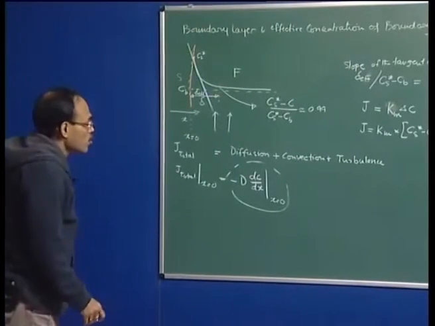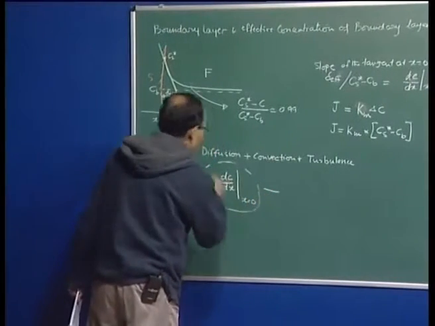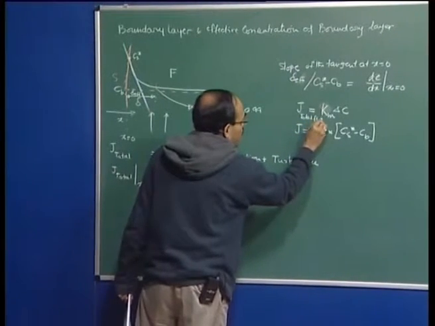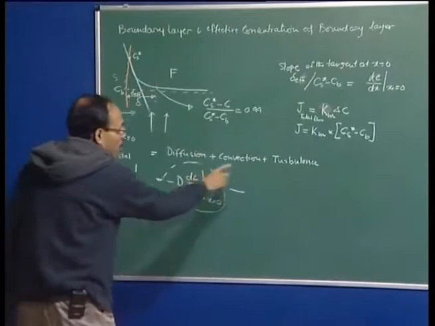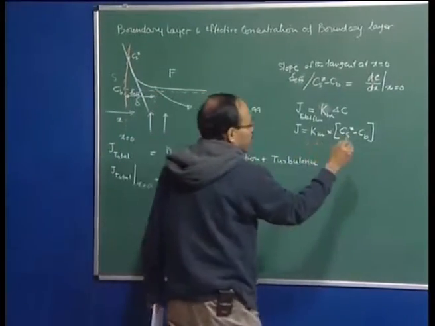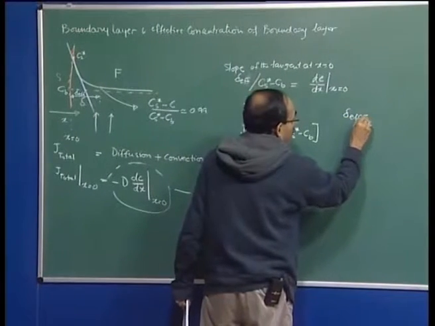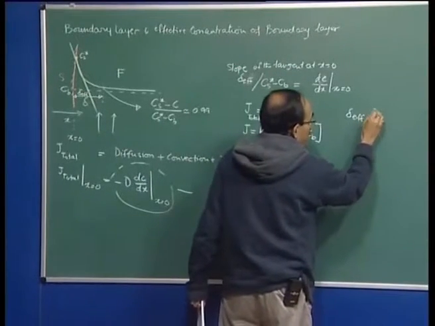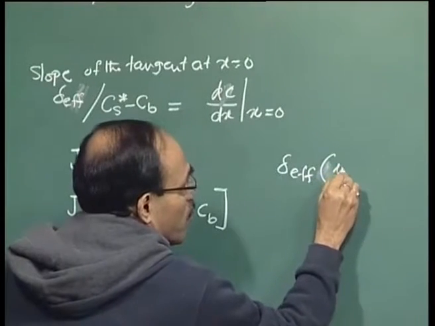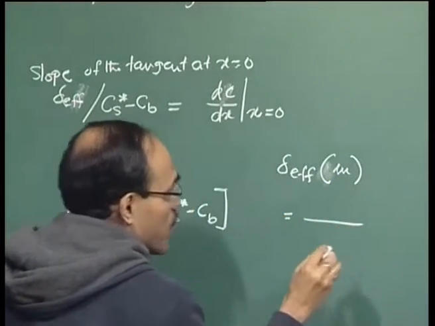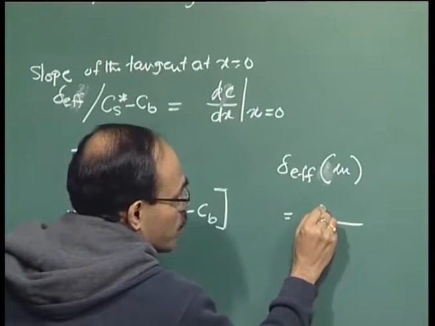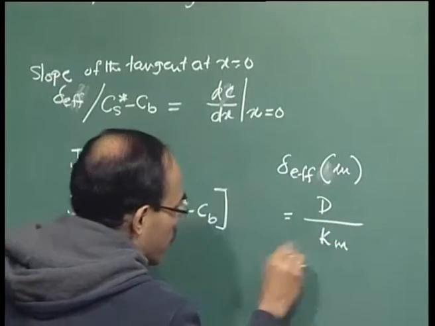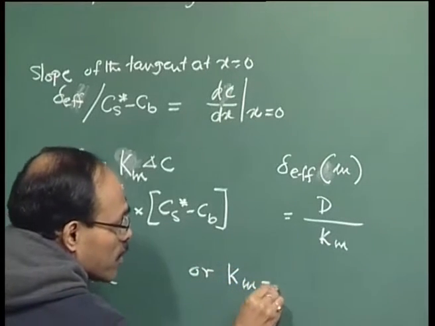So, therefore, if I manipulate this equation, total flux, and this is also the total flux, which is mass transport coefficient into the concentration gradient, then I can show that delta effective comes out to be, delta effective is in distance, which has a dimension of meter, and this is equal to the diffusion coefficient D divided by the mass transport coefficient. Or I can otherwise say also that Km, the mass transport coefficient, is equal to D divided by delta effective.